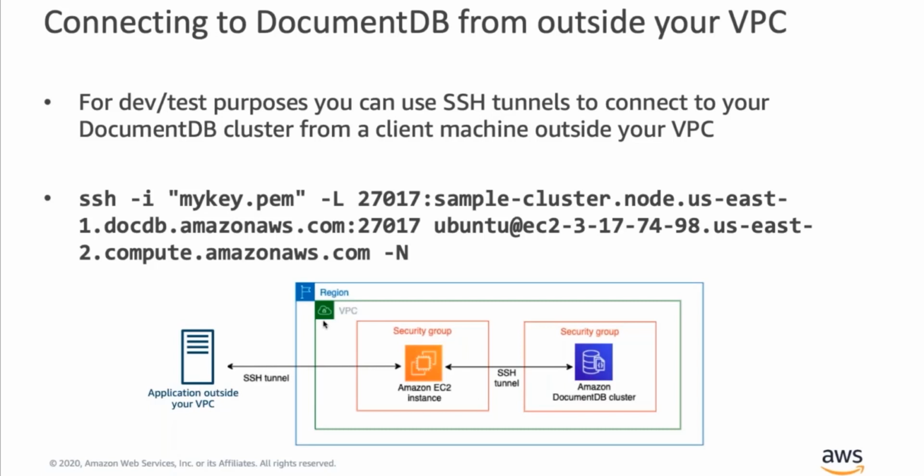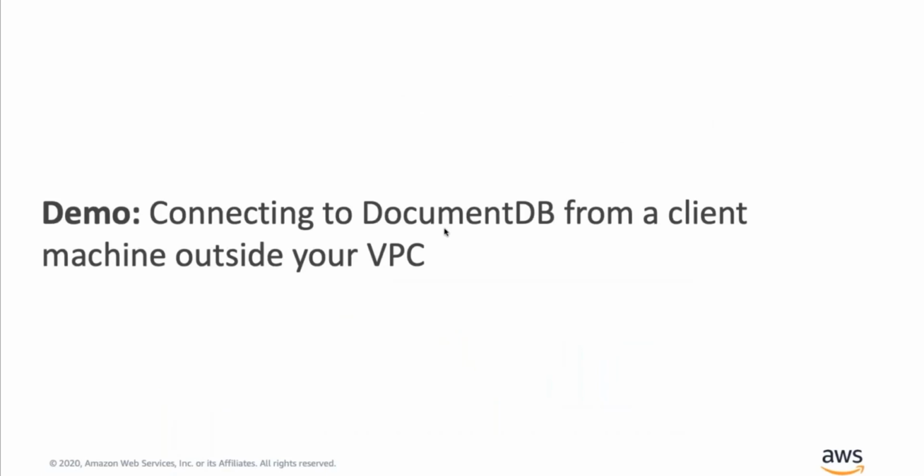To set up an SSH tunnel, you need to run a command like this, where first you specify the private key or the password of your EC2 instance. Then you specify the endpoint of your DocumentDB cluster. And then you specify the public DNS endpoint prepended by the username of your EC2 instance. So let's just go ahead and give that a shot and see how that works from my laptop.